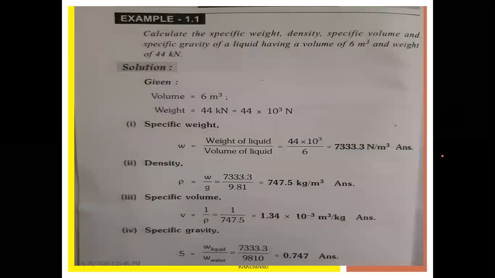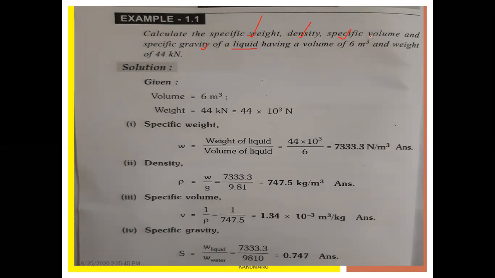Now if you take some of the formulas, based on the 4 or 5 formulas we have discussed, we are having some very simple and easy problems which you can understand very easily. See here, the first problem: calculate the specific weight, the density, the specific volume and the specific gravity of a liquid having the volume 6 meter cube.